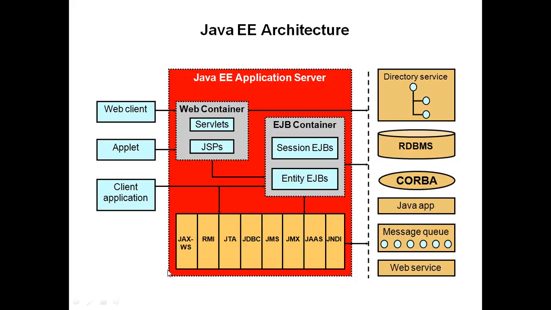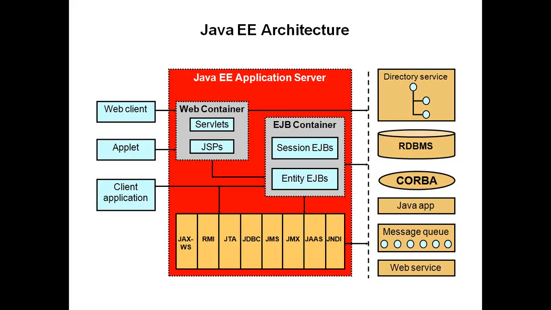In your application server, these are the services expected as a minimum at any point of time. Let me talk about them: JNDI, JAAS, JMX, JMS, JDBC, JTA, RMI, JAX-WS. JNDI is the Java Naming and Directory Interface. JAAS is the Java Authentication and Authorization Service. JMX, Java Management Extensions, helps you do the monitoring part. JMS is the Java Messaging Service. JDBC is Java Database Connectivity. JTA is Java Transactions. RMI is Remote Method Invocation.